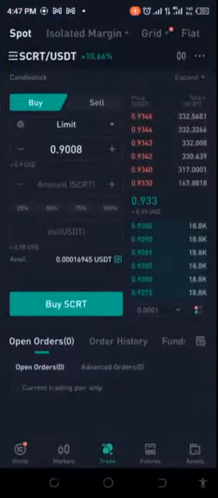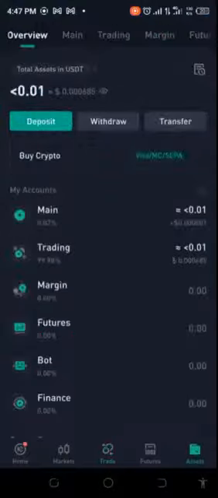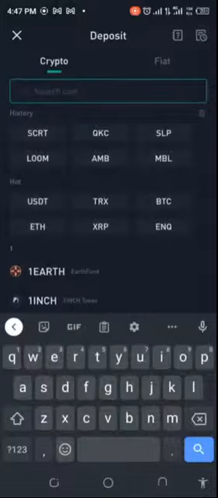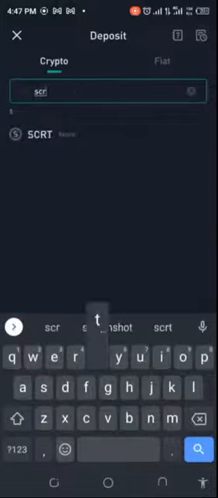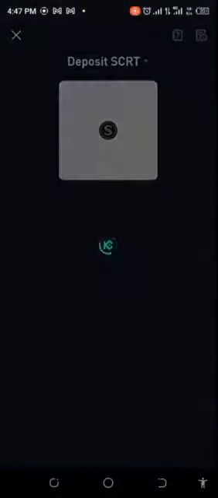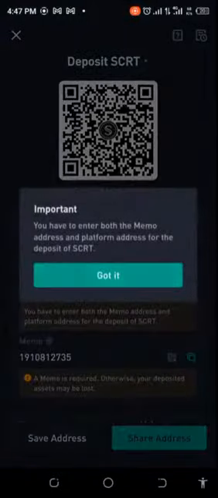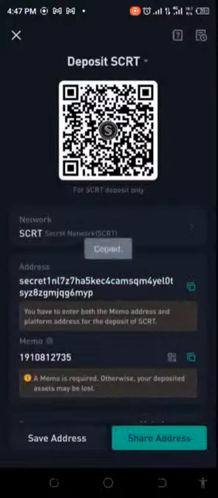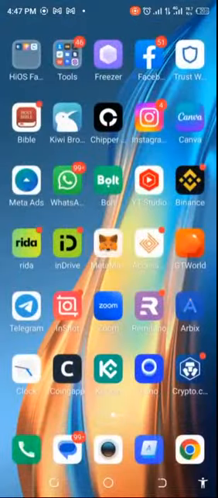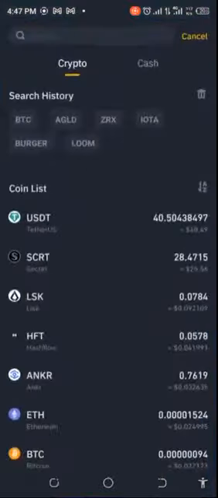Okay, wow, it's really racing fast. So let's go and get our deposit address. Okay, and that will be SCRT, and then we pick it. It's the secret network, so we go ahead and pick that quickly. Yes, and we copy both the address and the tag. Okay, so let's put that there.